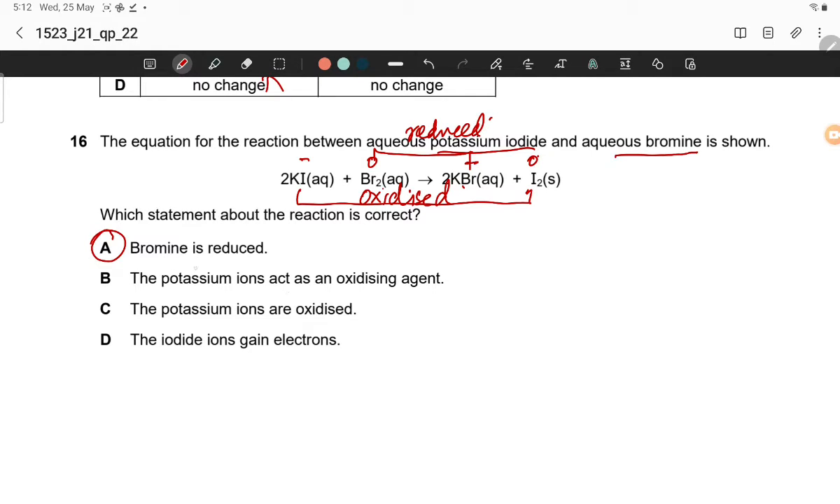The potassium ions show no change, so that option is incorrect. Potassium ions are oxidized, no. Over here potassium is positive, over here potassium is positive, so there is no change with potassium ions. So these options are also incorrect. Iodide ions gain electrons, iodide ions lose electrons.